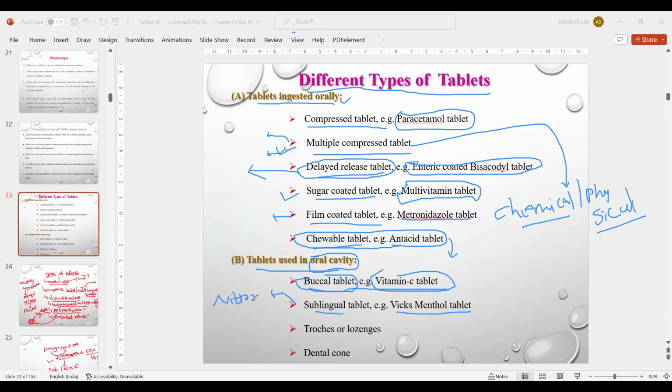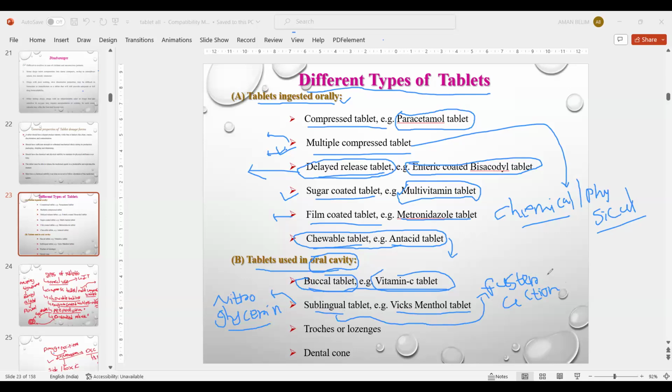What is the use of nitroglycerin? Angina pectoris, yes. And why is it given sublingually? Because sublingual tablet will give a faster onset of action, right? Because it directly enters into the blood. So it avoids pre-systemic metabolism. Yes, faster action. Very good, Chintu. So it will give a faster action or quick onset of action. The proper word is quick onset of action.